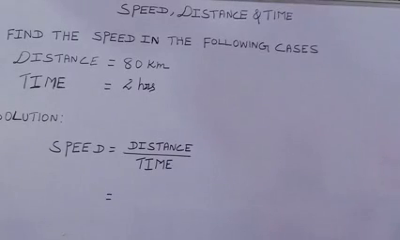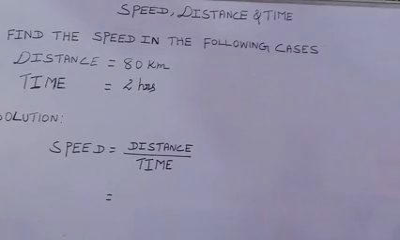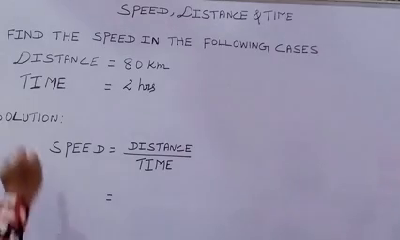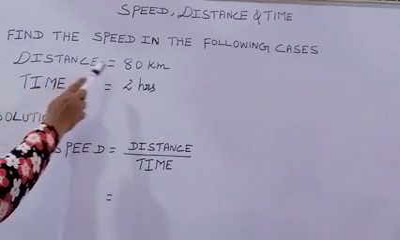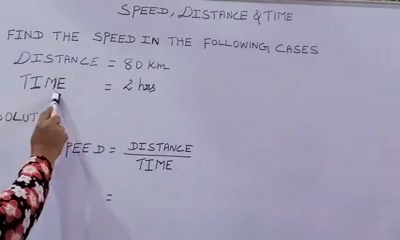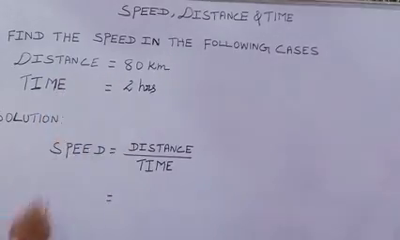Good morning, children. In this session, we are going to study how to find the speed when they give the distance and the time. In our first problem, the distance is equal to 80 kilometers and the time is equal to 2 hours.